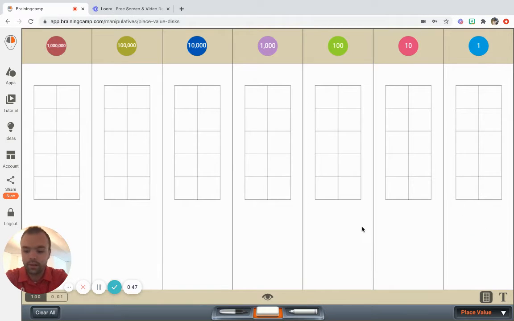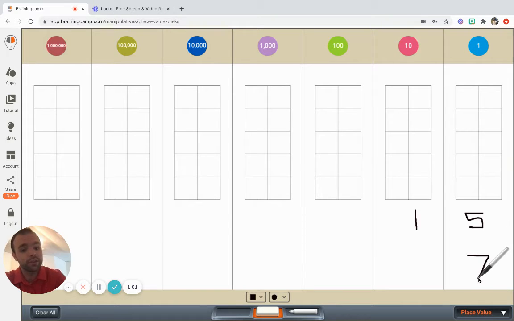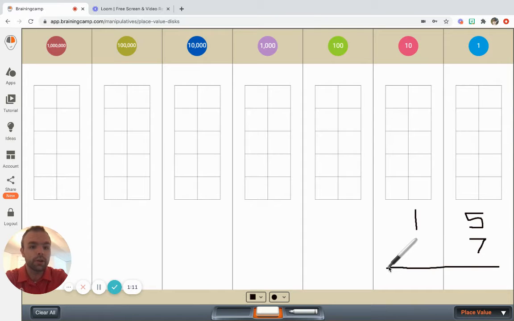But let's say I want to make it a little harder, and I'm going to do 15 plus 7. So I would go 15 plus 7. So notice I put the 5 and the 7 in the ones column. And that way, my 1 goes over here in the tens column. So we want to make sure all the numbers are going in their right place value spot.